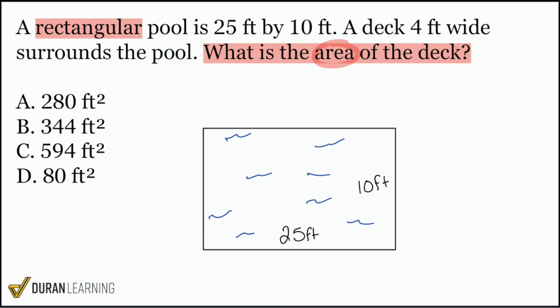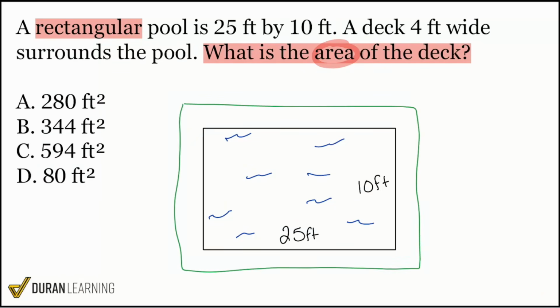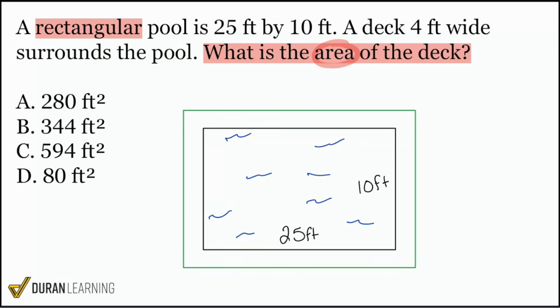It says a deck 4 feet wide surrounds the pool. How is that supposed to look? It's supposed to look like this, everybody. Here's the deck. Let's go ahead and show it right here, surrounding the pool. Everybody, does it make sense? What I'm drawing here, the deck that surrounds the pool, does that make sense? It looks exactly like the drawing in your head. Perfect. Excellent.